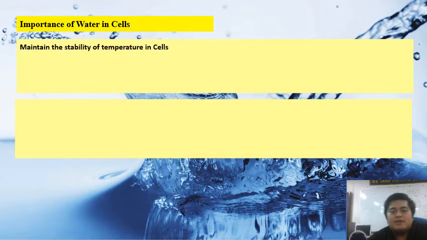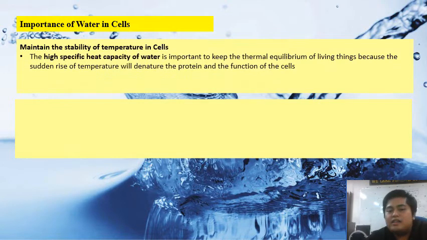Kepentingan air dalam sel pada kita. First, to maintain the stability of temperature in the cell. High specific heat capacity of water is important to keep the thermal equilibrium of living things because the sudden rise of temperature will denature the protein and function of the cell. Okay, sebab itulah kita punya badan kita hampir 70% isi pada badan kita terbina daripada air.